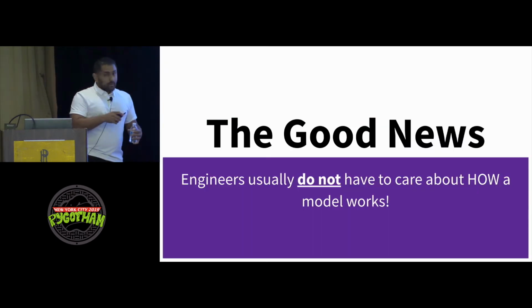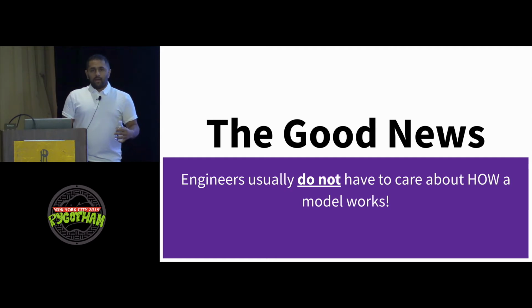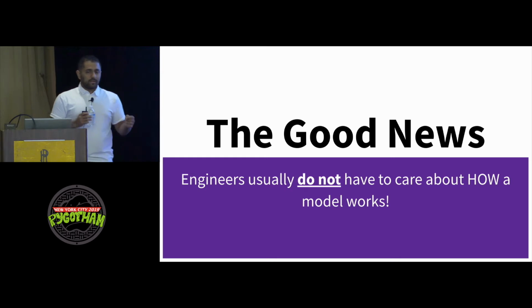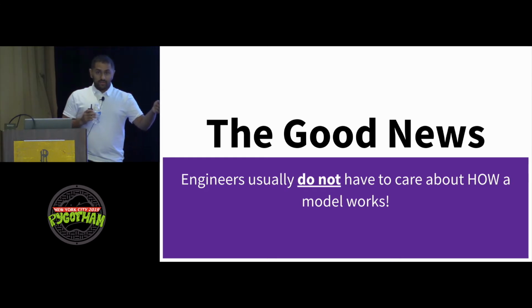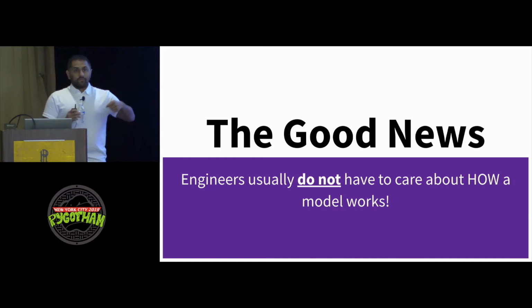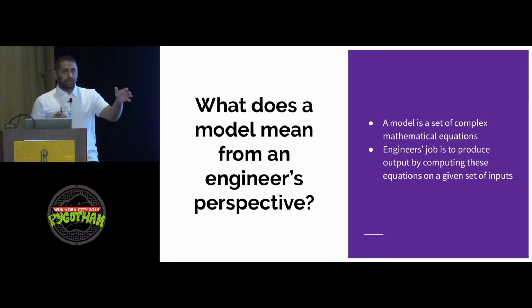So the good news, something that engineers can build off of, is that engineers don't usually have to care about how a model works. Engineers are in a position where they can pull out one of the most powerful tools in their toolbox, which is abstractions, to get rid of this issue. So what does a model mean for an engineer, right? An engineer can understand a model to be a set of mathematical equations. So treat it as a black box. Think of it as a set of mathematical equations that does something. You don't care what it does.